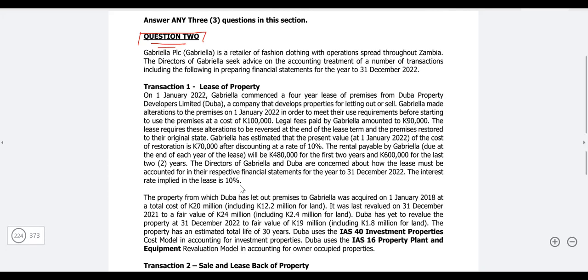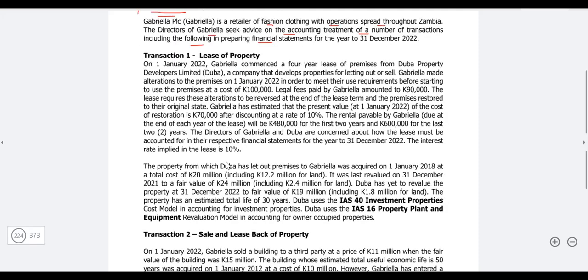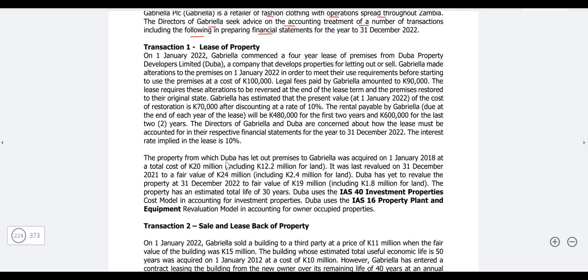Gabriela PLC is a retailer of fashion clothing with operations spread through Zambia. The directors of Gabriela seek advice on the accounting treatment of a number of transactions, including the following, in the preparation of the financial statements. So they're asking you regarding the accounting treatment. So obviously you should know the accounting treatments before you tell them. Transaction number 1, a lease of the property on 1st January 2022. Remember the year end is 31st December 2022.